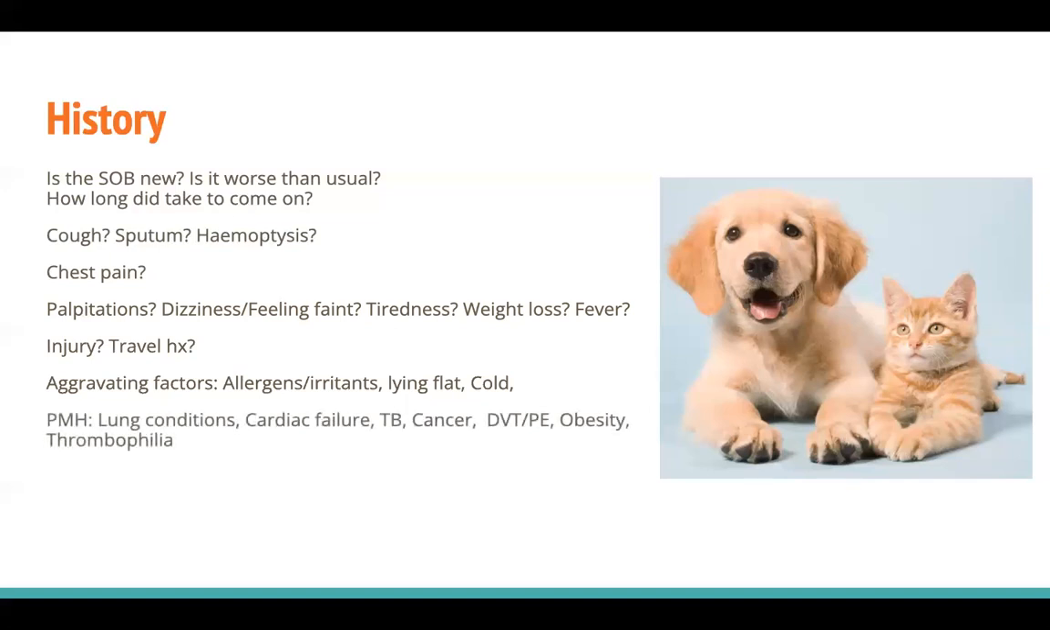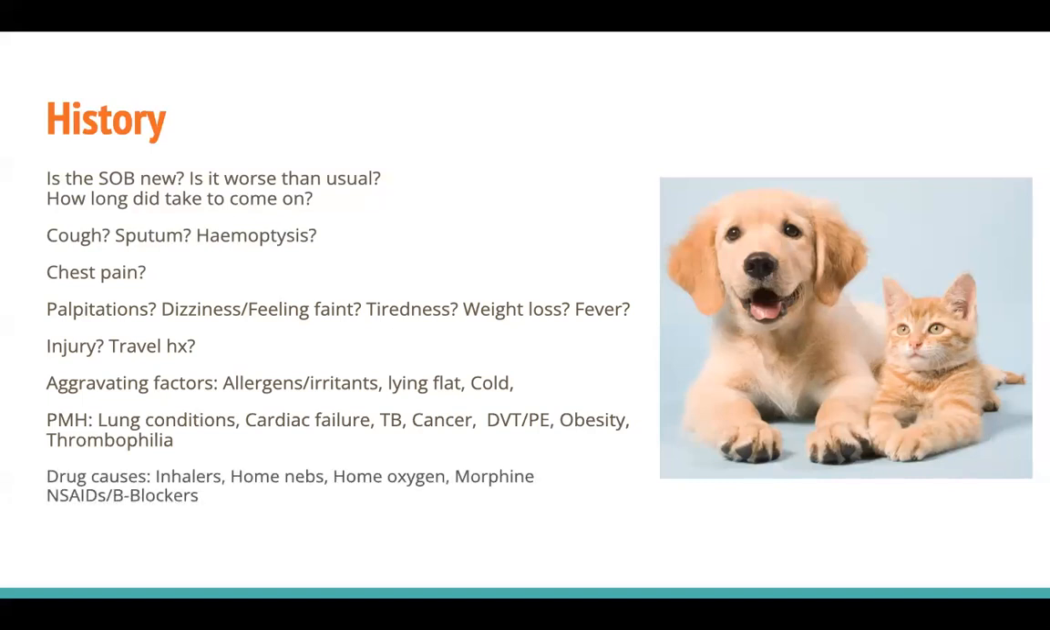You want to establish from their past medical history whether they have any lung conditions, whether they have any heart conditions, particularly heart failure, or any condition that could lead to heart failure. Have they previously been diagnosed with TB or cancer? All of this would put them at greater risk of having pulmonary embolisms, for example, if they've been to theatre recently, or they've had a recent fracture or admission to hospital. That, along with obesity and thrombophilia, would also put them at risk of developing a clot.